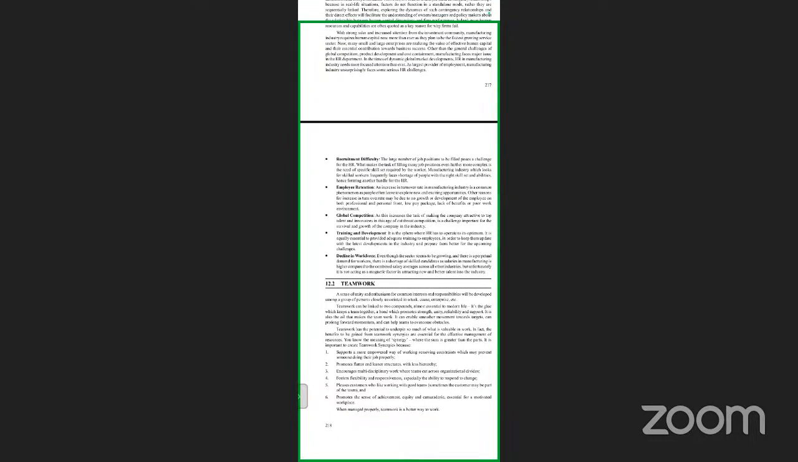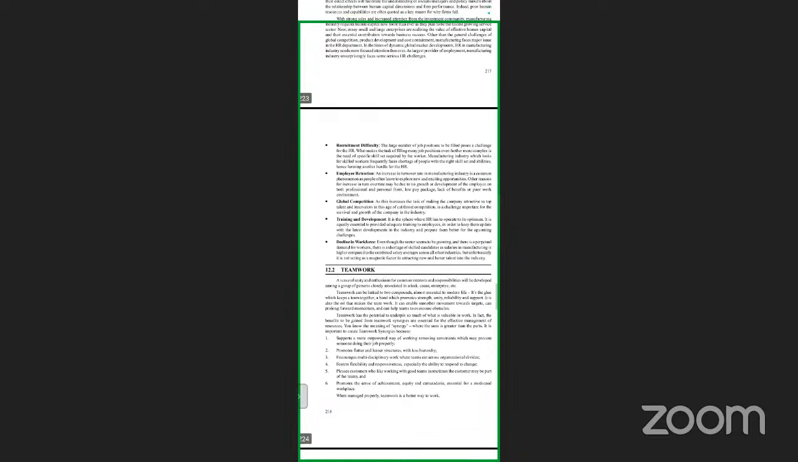And next comes training and development. Here it's a sphere where HR will try to operate at its optimum, and it's equally essential to provide adequate training to employees in order to keep them updated with the latest developments in the industry and prepare them better for the upcoming challenges. And next one is decline in workforce.